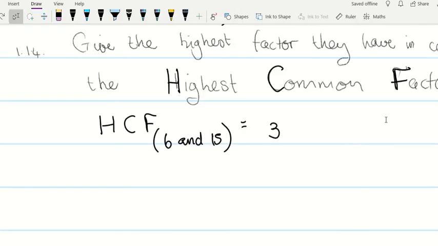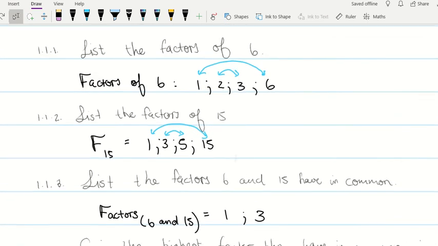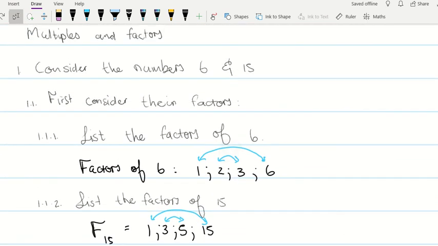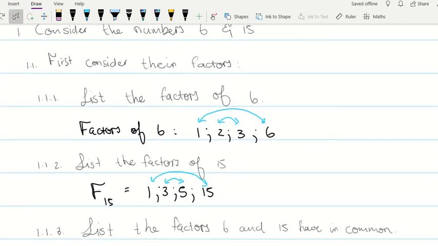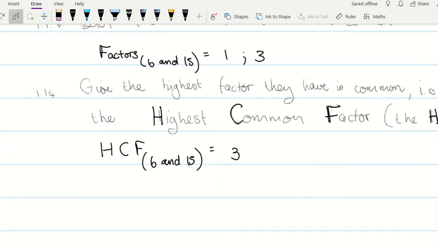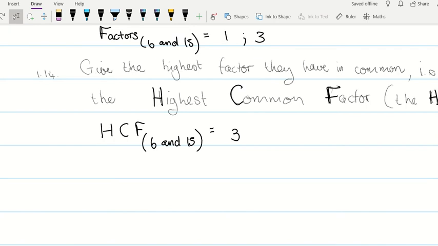Good day, grade 9. We are looking at numbers and we are continuing. Yesterday we looked at the first part. We considered the numbers 6 and 15, and then we looked at the factors, and at the end we determined the highest common factor. That was number 1.1.4.